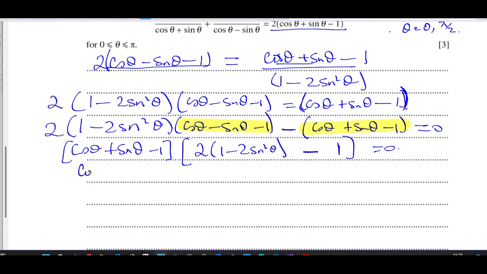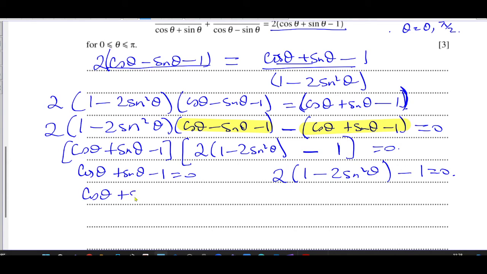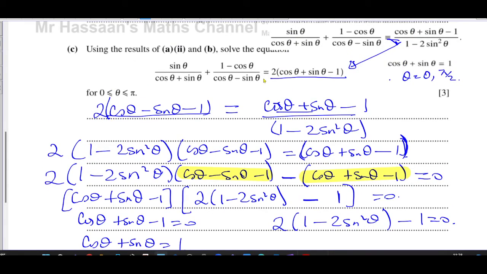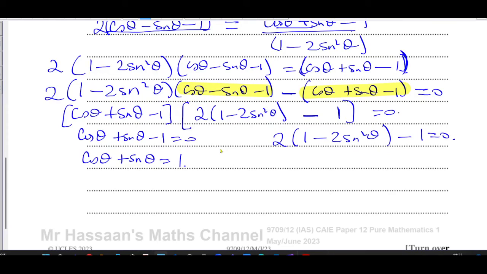I can say cosine theta plus sine theta minus 1 equals 0. Or I can say 2 times (1 minus 2 sine squared theta) minus 1 equals 0. So I have these two equations. This will lead me to the equation cosine theta plus sine theta equals 1, which between the range that we want to solve, we know already the solutions: theta equals 0 and pi over 2. So those solutions are done.